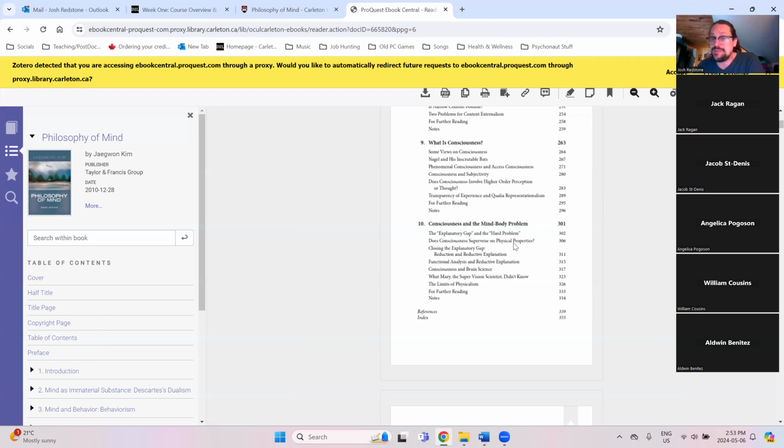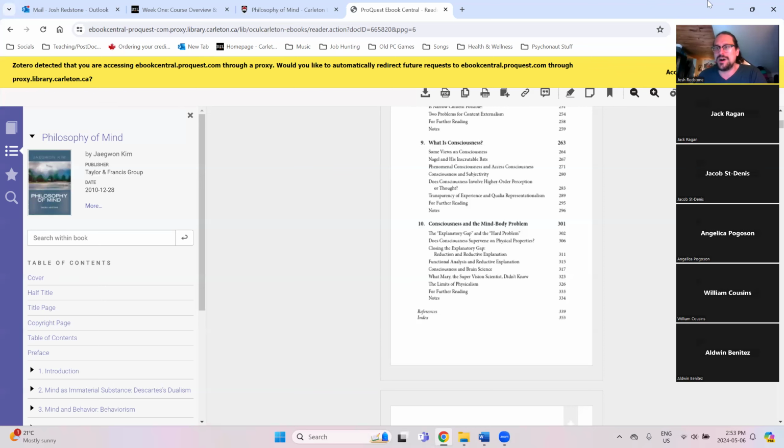And it looks like we'll be talking about some other interesting things too, like neuroscience. Mary, the color scientist from Frank Jackson's famous argument about Mary, who lives in the black and white room and one day is let out and experiences color for the first time. That'll be a lot of fun. So that's the table of contents.